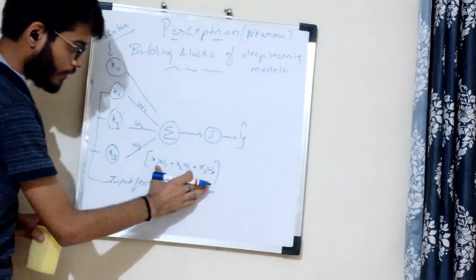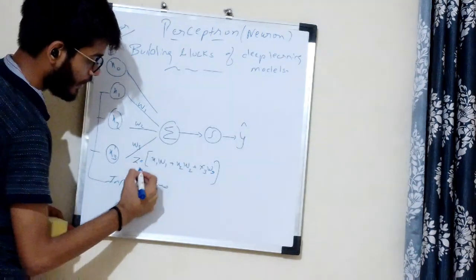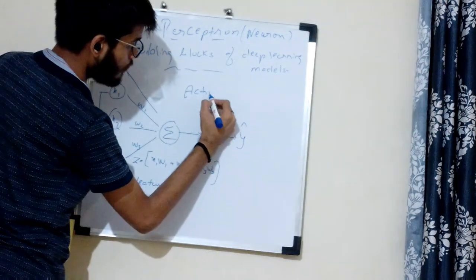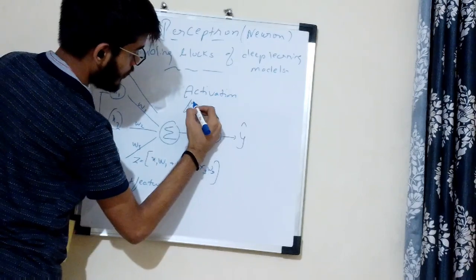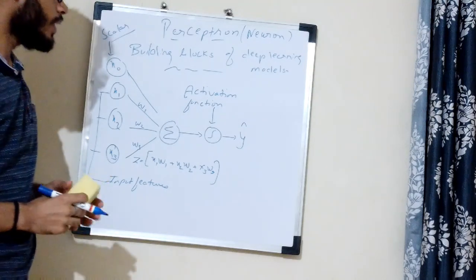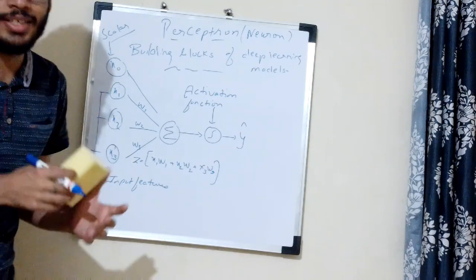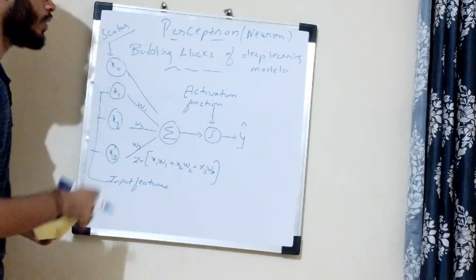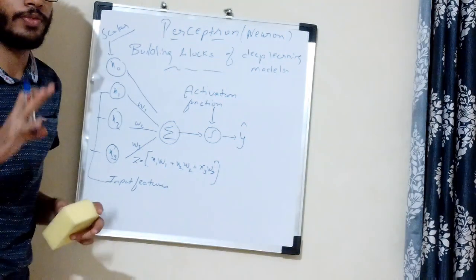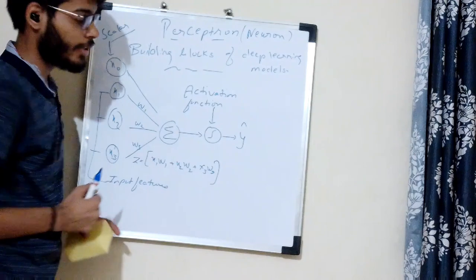After finding this, let's say z, we pass this z to this, which is known as an activation function. What is an activation function? To be more precise, it is a non-linear activation function. An activation function can be linear as well as non-linear, but we basically use a non-linear activation function. I'll talk about why we use a non-linear activation function and why we don't use a linear one.